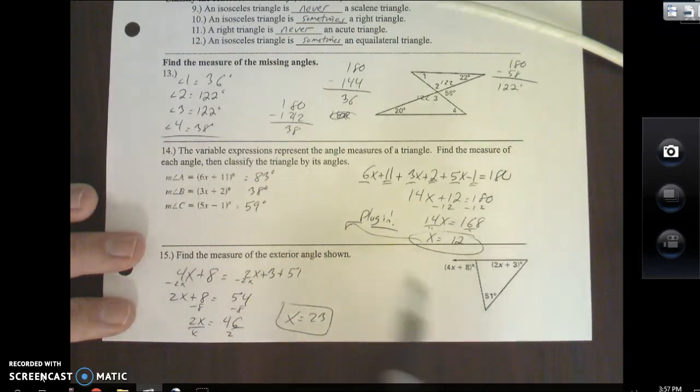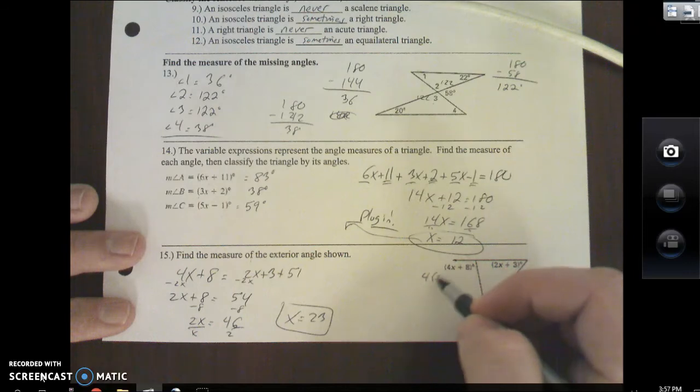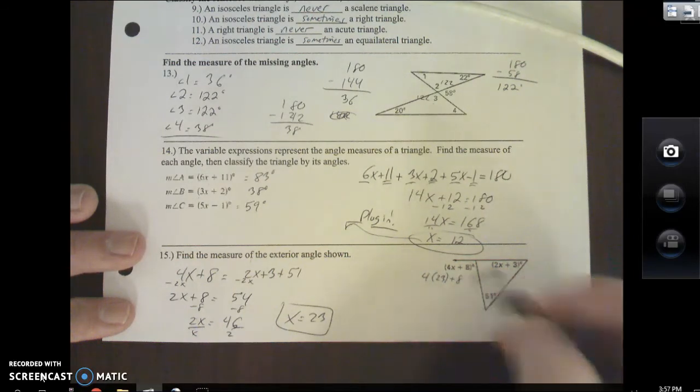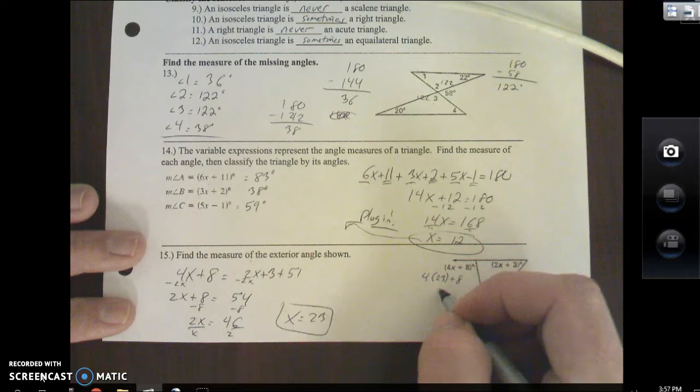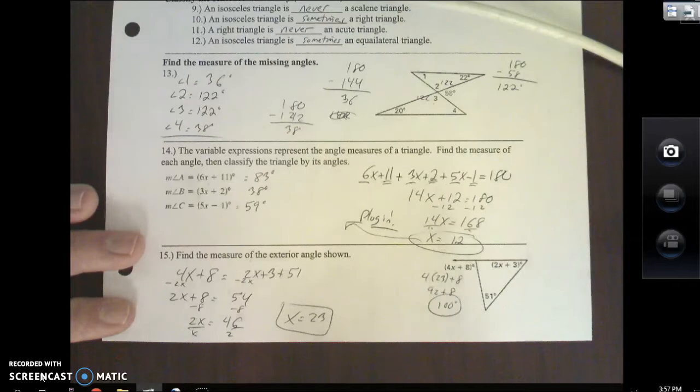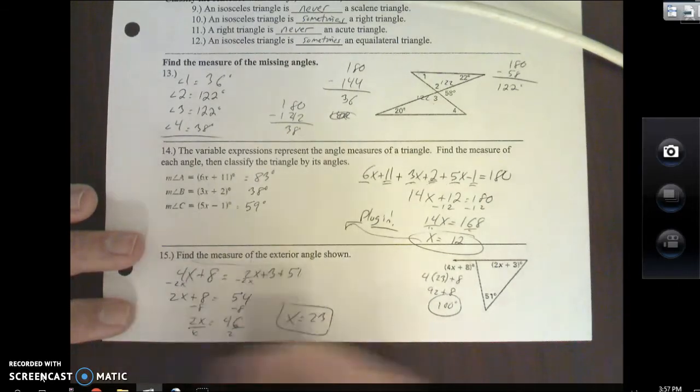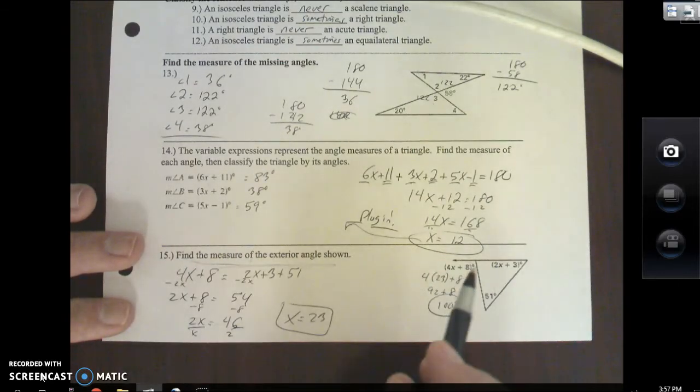Please make sure you read the directions. Find the measure of the exterior angle shown. So plug it in. 4 times 23 plus 8. Let's see here. 4 times 23 is 92, plus 8 is 100 degrees. Okay? Make sure you read the directions. It will really help you out.